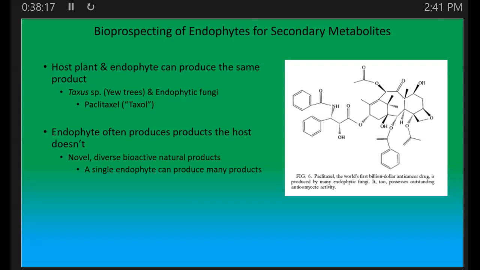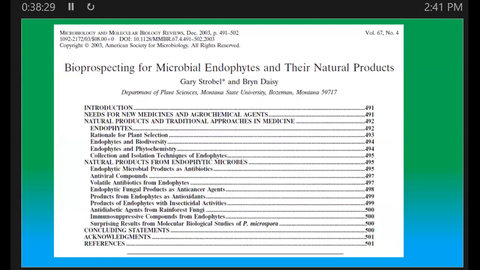So lots of research going on with secondary metabolites. And like I said, a ton of research going on with polyphenols as secondary metabolites that are useful. There are all kinds of papers being published looking at endophytes and what kind of secondary metabolites.